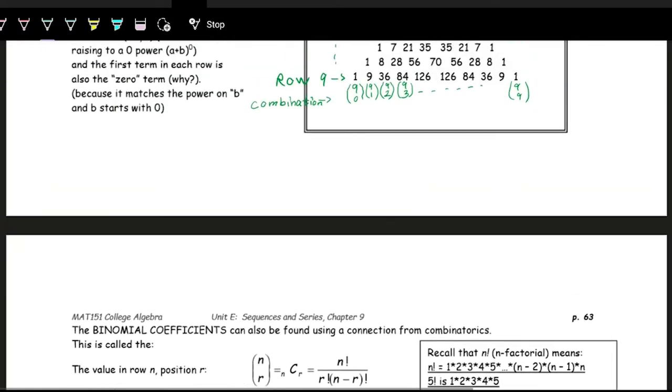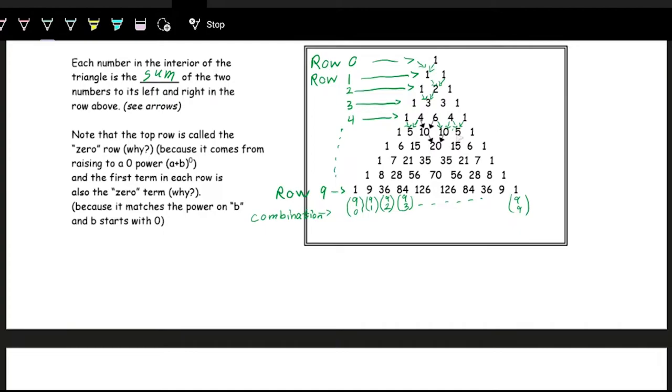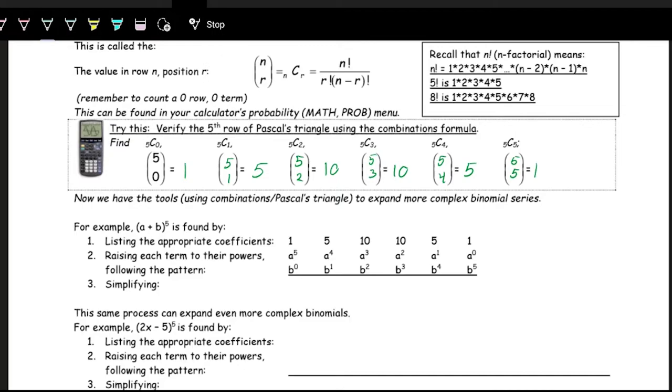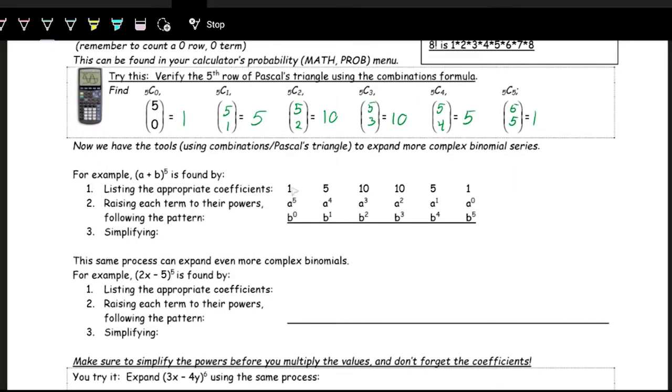And again, looking at row 5, that's 1, 5, 10, 10, 5, 1. When we do all the combinations where n is 5 and we're changing what the r is, this is 1, 5, 10, 10, 5, 1. And so we can create a table to find the binomial expansion of, say, a plus b to the 5. The way this works is we have the coefficients listed out here. This is 5C0, 5C1, 5C2, 5C3, 5C4, and 5C5. So we're fixing the n in the combination calculation, and we're increasing the r by 1 starting at 0. That's where these coefficients come from.